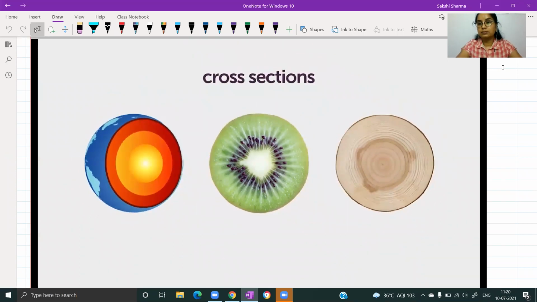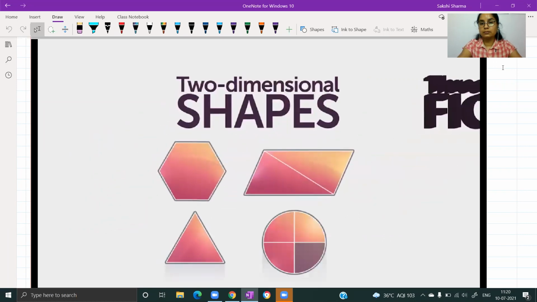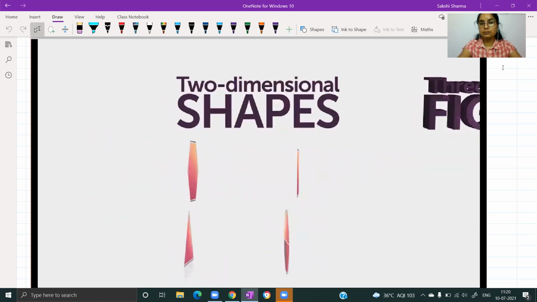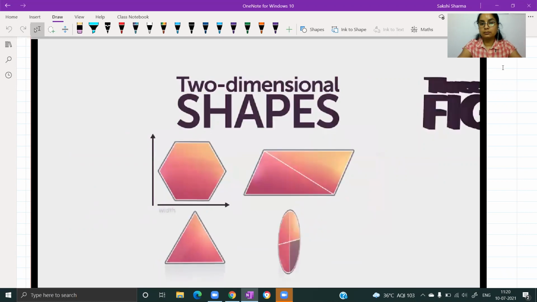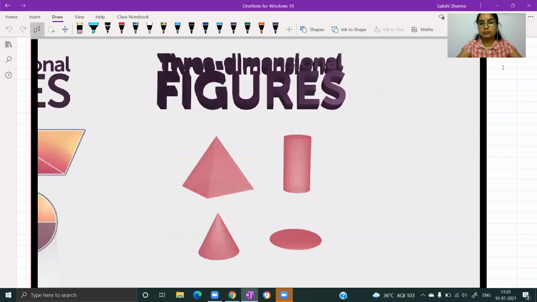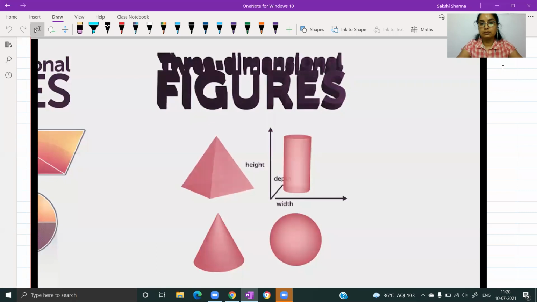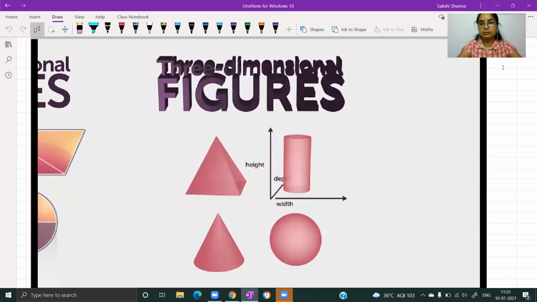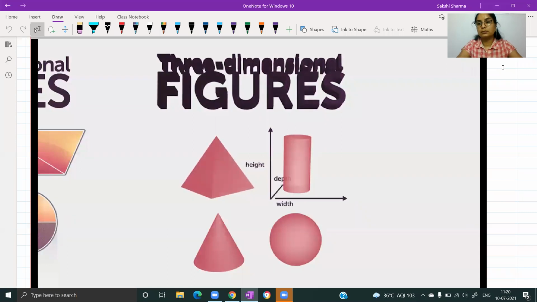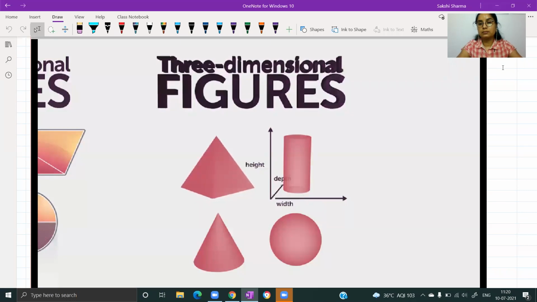Before you can understand cross sections, you must be able to decipher between two-dimensional shapes and three-dimensional figures. Two-dimensional shapes, also referred to as 2D, are flat figures. They have only two dimensions as seen in the shapes pictured. Three-dimensional figures, or 3D figures, are figures that have three dimensions. 3D figures have height, width, and depth, as seen in the shapes pictured. Some common three-dimensional figures are pyramids, prisms, cylinders, cones, and spheres.